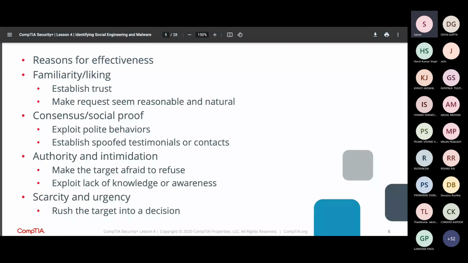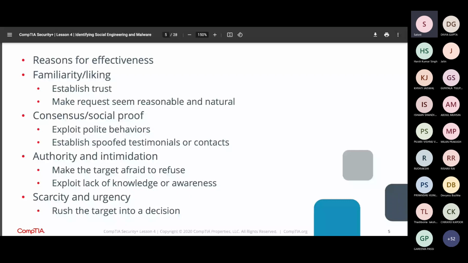So they have to be affable, likable, and they have to present the request to make it completely reasonable. इतनी request a reasonable or unobjectionable request लगे. Then we have consensus or the social proof.